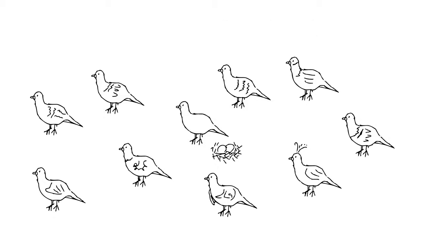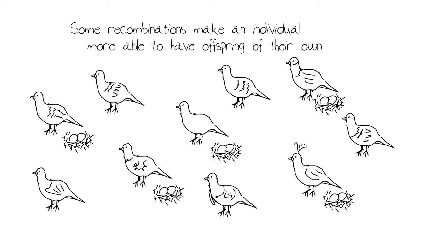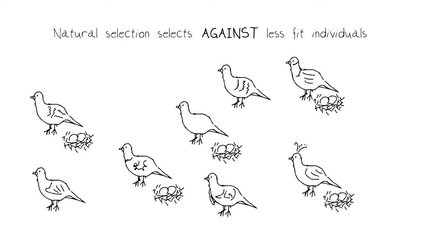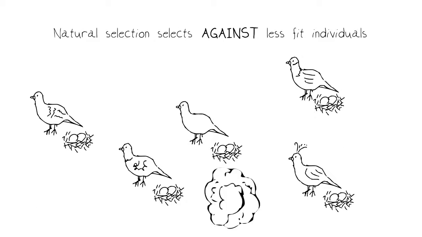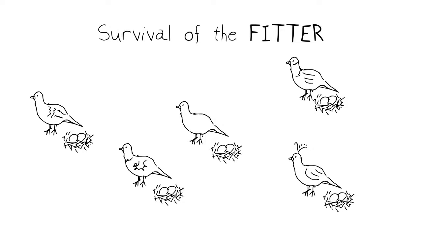offspring as well. And remember, it's those individual differences that are the focus of the selection process, because some of these recombinations are going to make an individual more fit than others, more able to survive, and more able to have offspring of their own. And that's where natural selection comes in, selecting against the non-viable and less fit individuals. Or on the flip side, selecting for the individuals that are more viable, more fit. That's the idea behind the survival of the fitter.